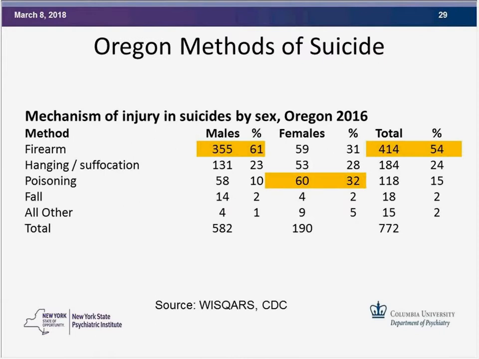And as far as the methods that Oregonians have been using for suicide, about 60% of the males use firearms. About a third of the females use poisoning, about a third use firearms, and about a third use hanging or suffocation. And the overall totals are about half of your suicides are by firearm.